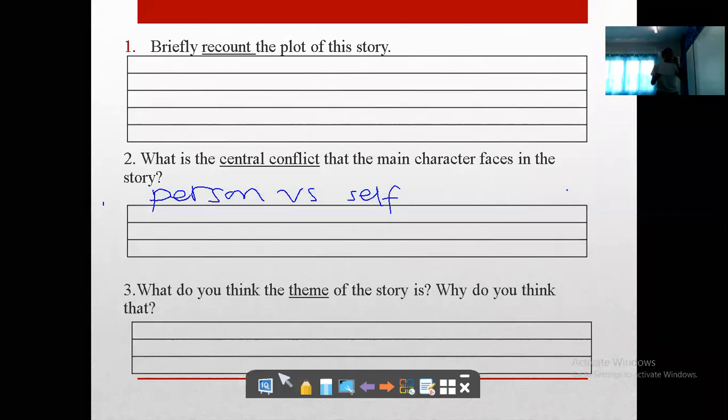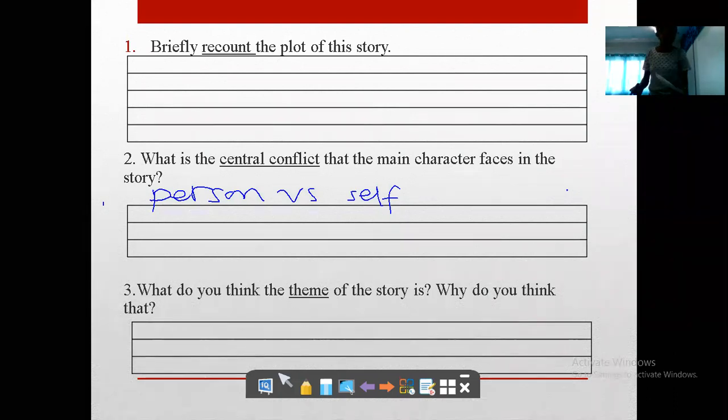So that conflict is indeed correct, person versus self. He had a debate with his own conscience as to whether he should work for this tyrant emperor or not. So he had a long debate with himself on that.